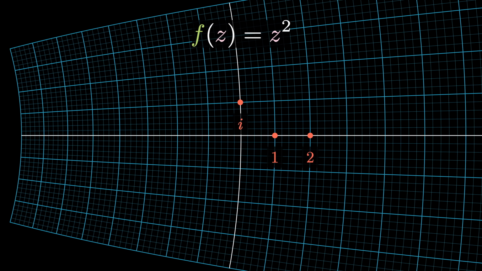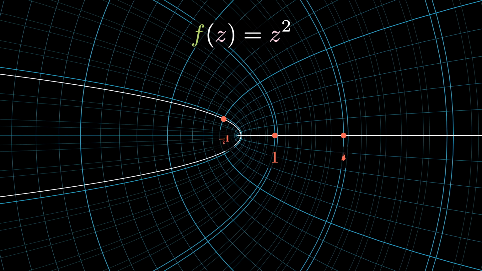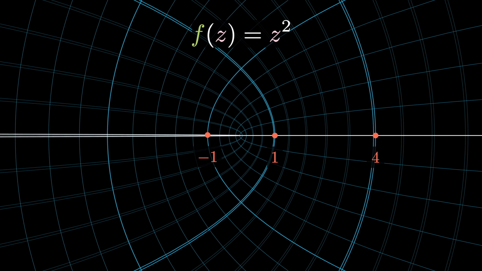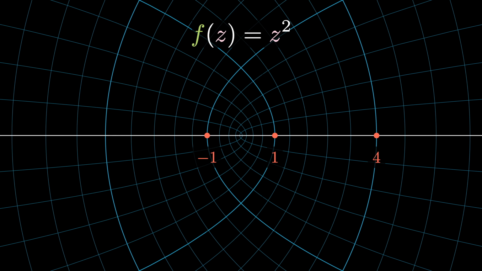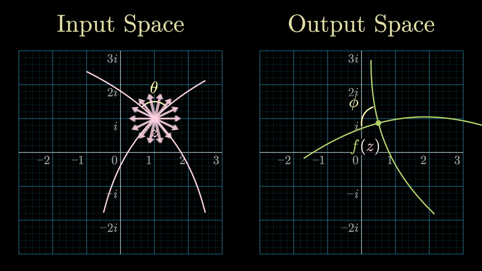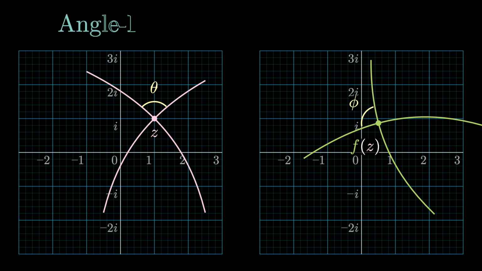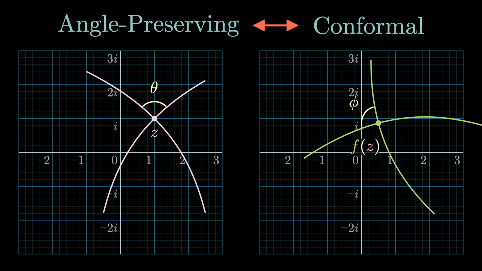This can be seen through our complex transformation visual. Looking at f of z is equal to z squared, notice how all the right angles in the input grid are preserved. And this is a consequence of a rotation and scaling view. If all the small changes dz are being rotated by the same angle, the angle must be preserved, right? This angle preserving fact is called conformality, and the functions are called conformal maps. Keep in mind, this angle preserving property only works for non-zero derivatives.